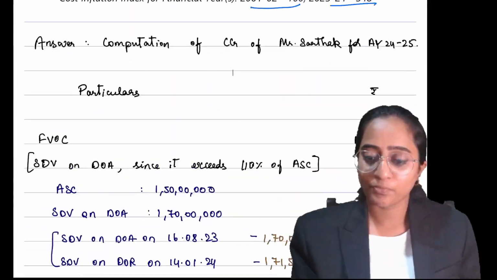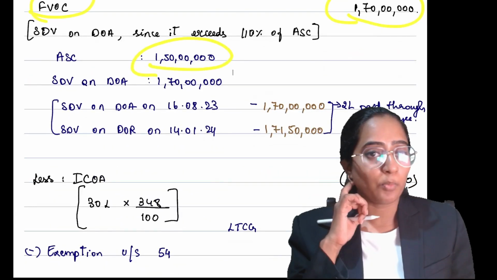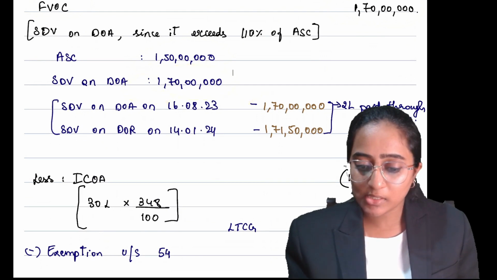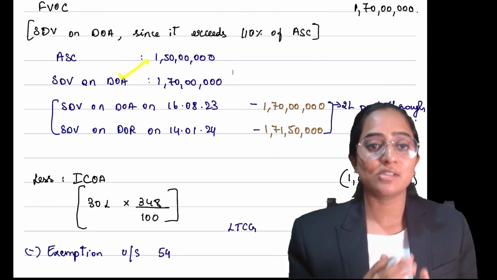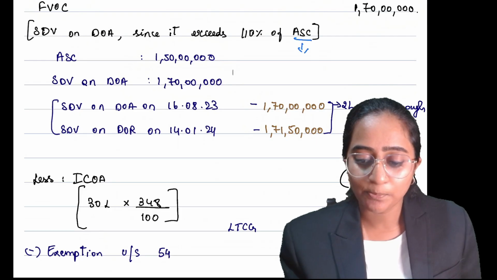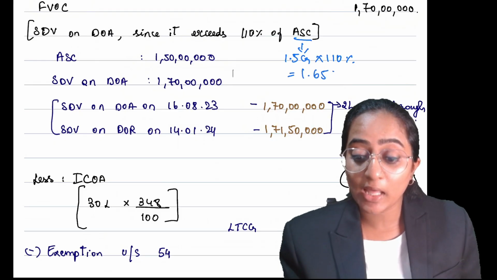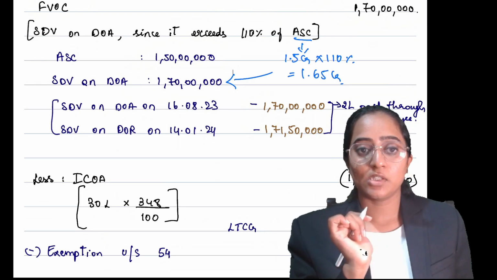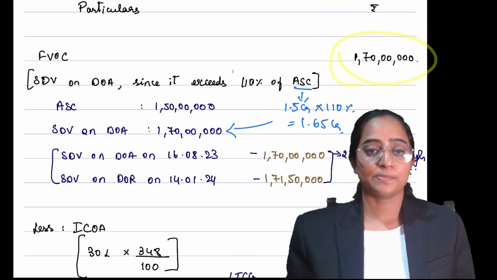So in this question, you can see that my fair value of consideration I have considered is 1.7 crores, because my actual sale consideration is 1.5 crores. The SDV on the date of agreement is 1.71, and on the registration date it is 1.715. 20 lakh was paid through account payee cheque, so on the date of agreement only I am going to consider the SDV. Out of this, I'm going to consider 110% of my actual sale consideration. My actual sale consideration is 1.5 crore multiplied by 110%. Your SDV should have been up to 1.65 crore, but it is more than that. You're not doing a genuine transaction, so I'm going to consider 1.7 crores.